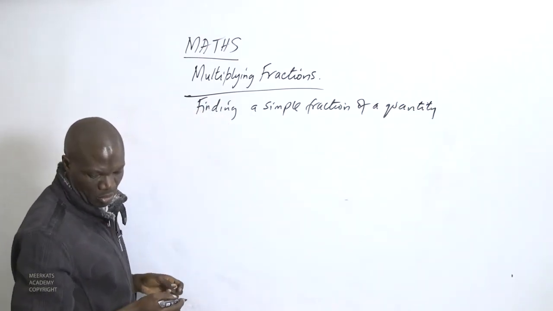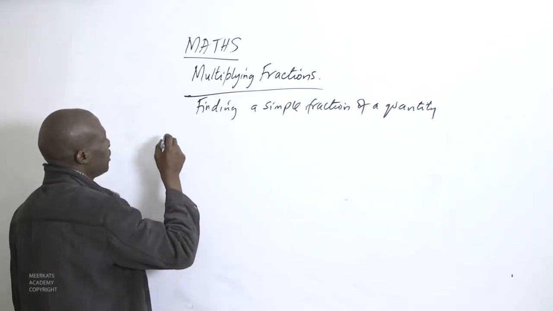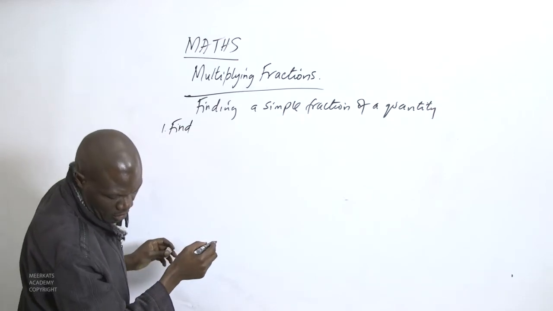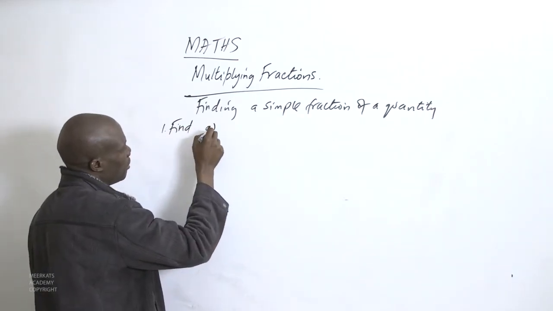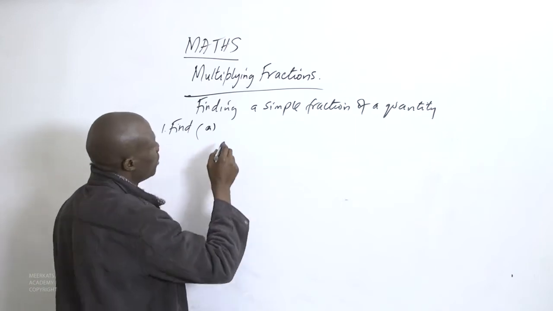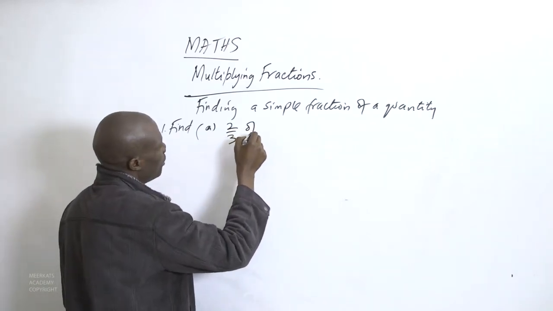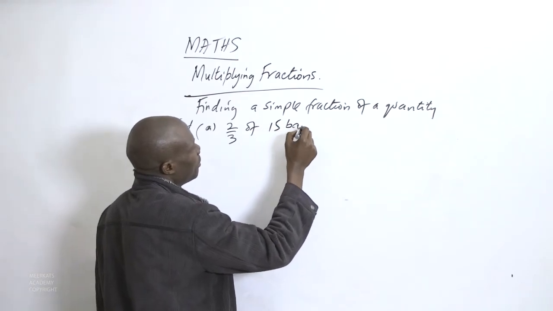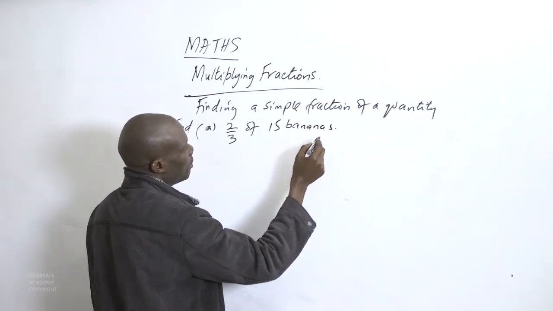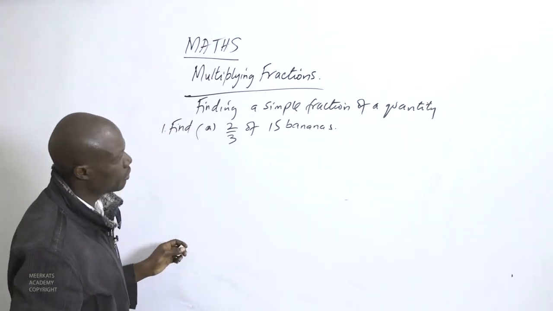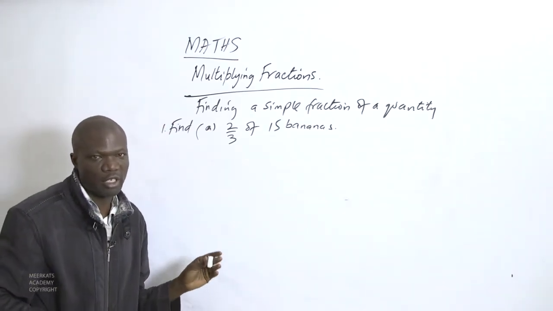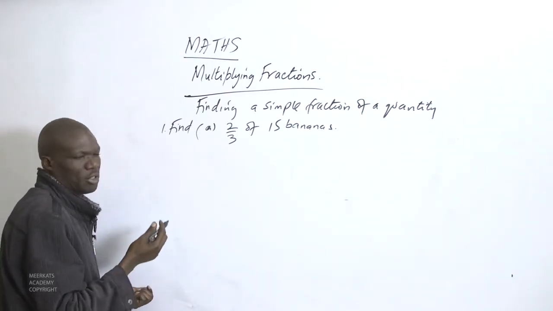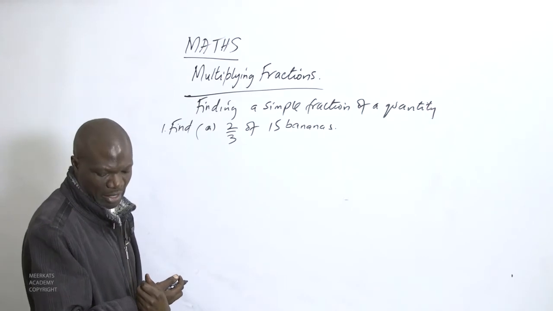Finding a simple fraction of a quantity, and the question here says find a) 2/3 of 15 bananas. So we shall tackle each independently and then we move on to the other. So we want to find 2/3 of 15 bananas.